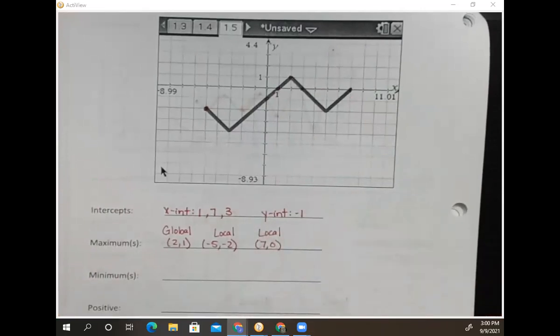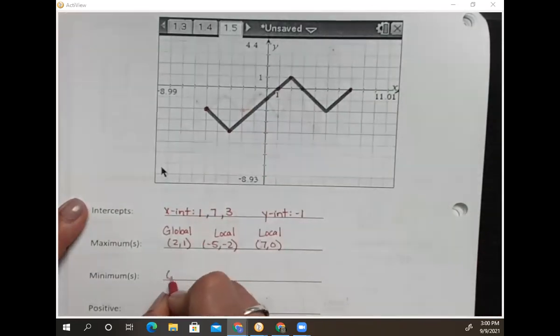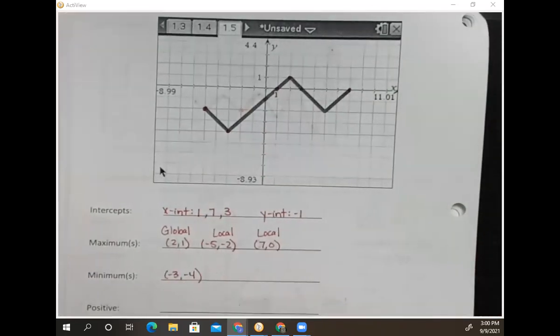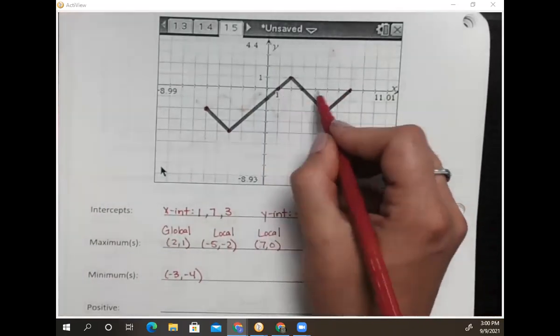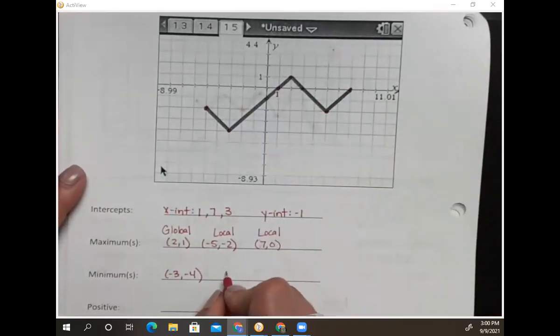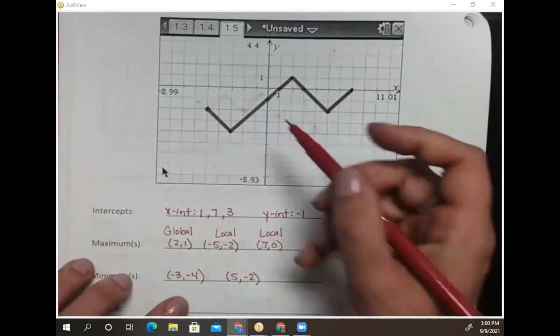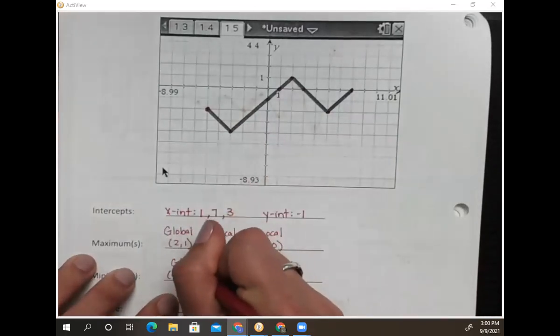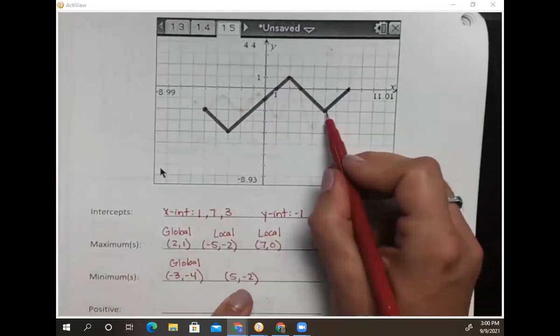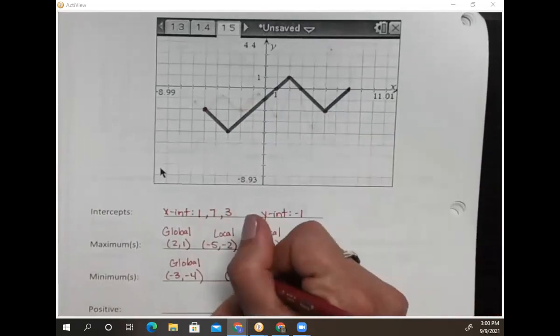What about minimums? Minimums. (-3, -4), that guy right there. Any other minimums? (5, -2). And then let's classify these. Local or global? Global. Local or global? Local.